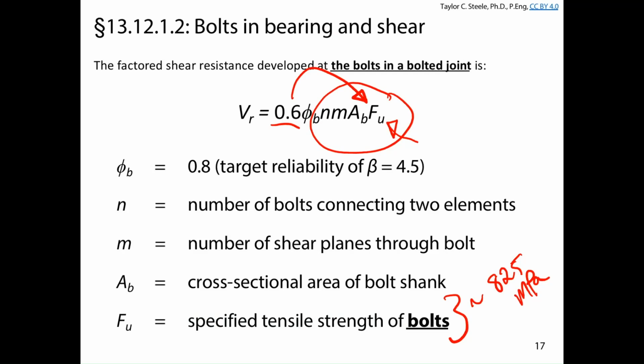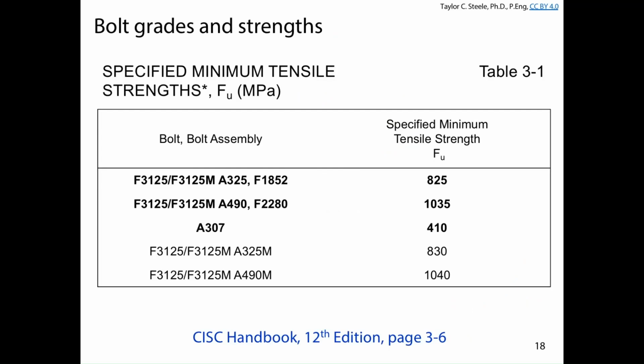Okay. So as I said previously, for the most part, the most common assembly bolts are grade A325 and grade A490. We've got a specification. This is an ASTM specification, F3125. And basically that specification says there are a couple different grades. A325 has to have a strength of 825 megapascals.